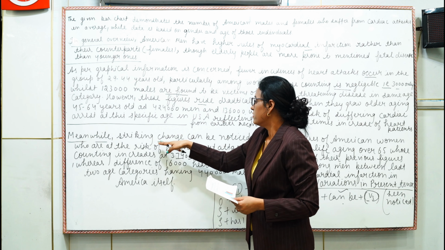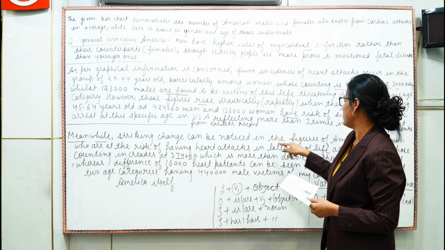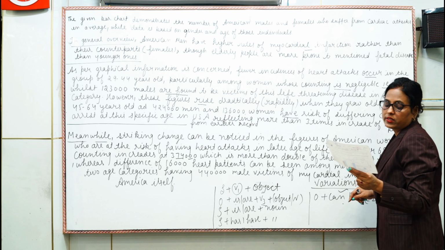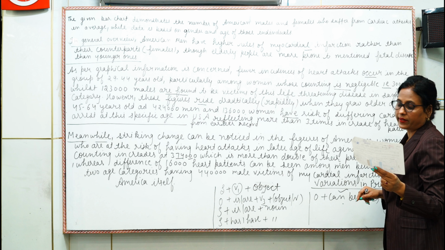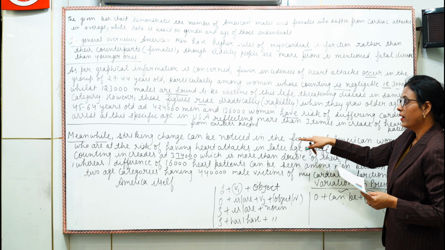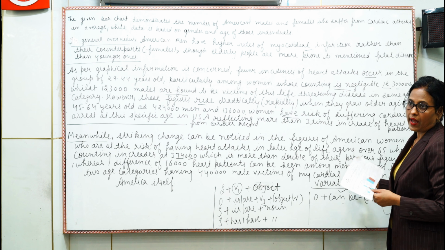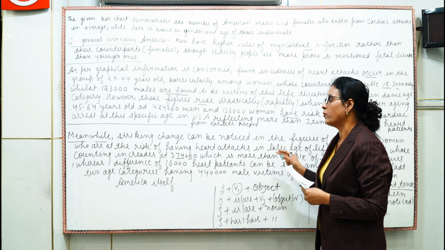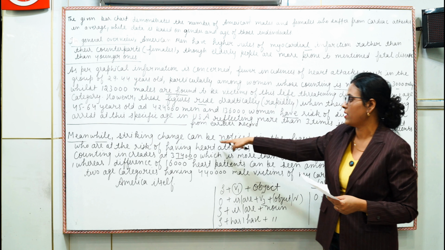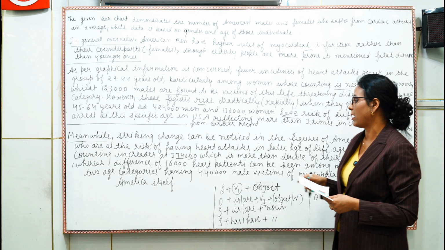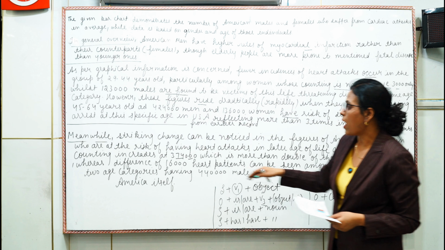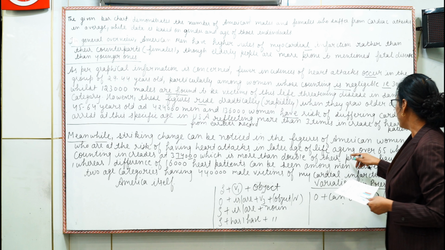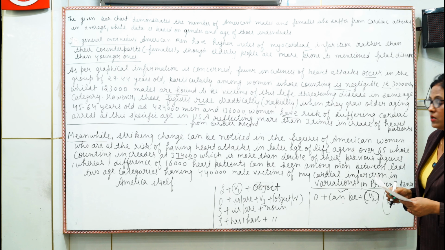So meanwhile, striking change can be noticed in the figure of American women. The American women who suffer from heart attacks show a very radical change. As I told you earlier in the beginning, whenever you have to describe change, upward trend, downward trend, you should use that part of grammar. Can be noticed, can be seen. Who are at the risk of having heart attacks in later age of their life, aging over 65.